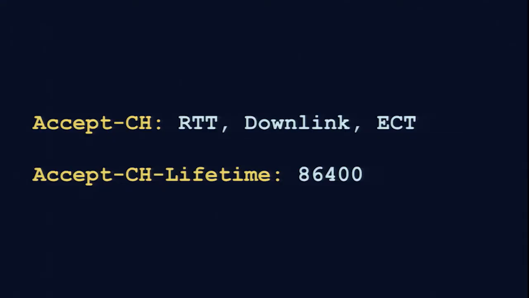Now, these hints help us to tailor experiences so that we send less stuff to those on slow connections. We can opt into these hints with the Accept-CH HTTP request header, and we can tell the client how long we want those hints to persist with the Accept-CH-Lifetime header. In the above example, the RTT, downlink, and ECT hints will persist on the client for a day.